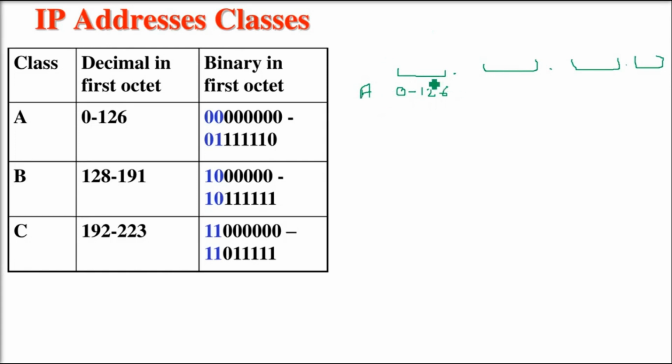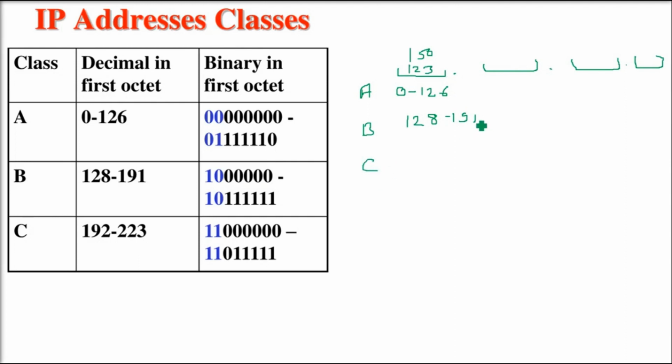Now I'm trying to classify the IP address we have known. If I write 123, it's class A. When I write 150, it's not class A. Now it has gone to class B. If the first octet is from 128 to 191, then it is class B. 150 lies in between, so it's a class B address.